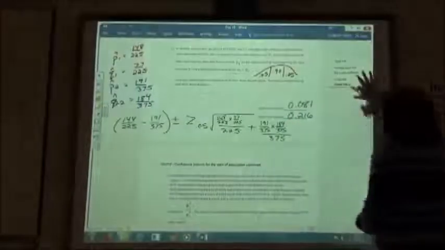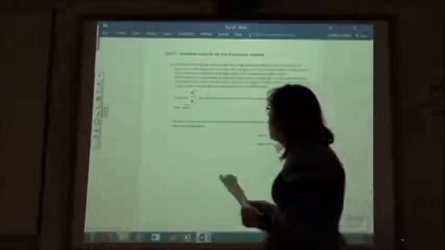All right, 13, 14, and 15. We are going to do a confidence interval for the ratio of the population variance. And again, we're going to have some formulas that we're going to use.